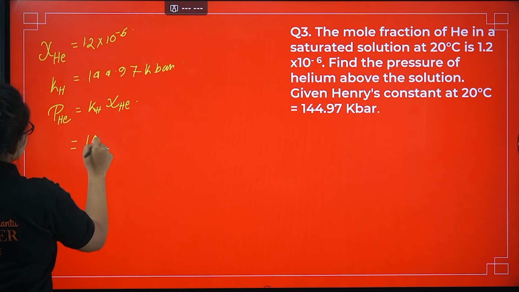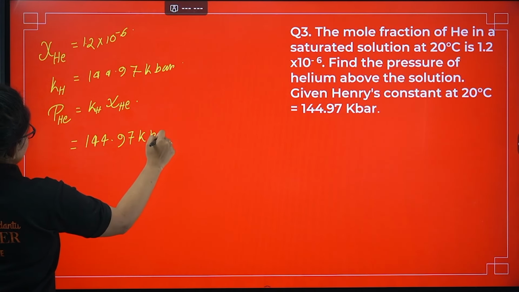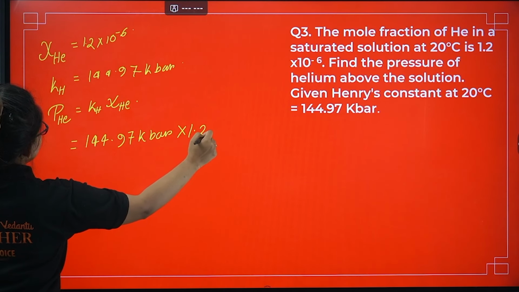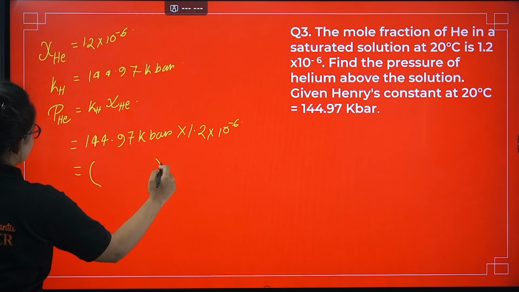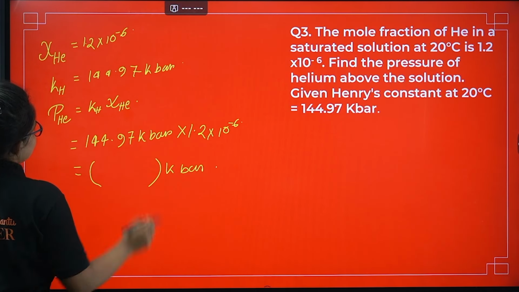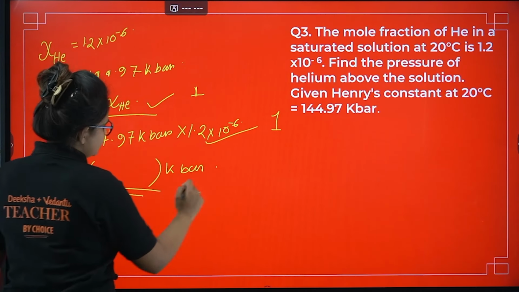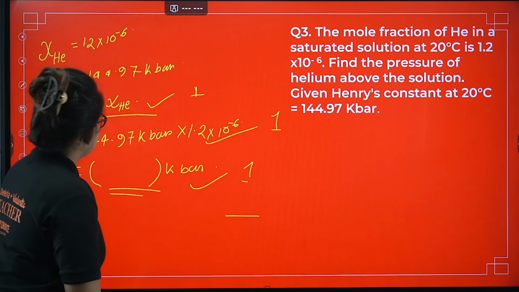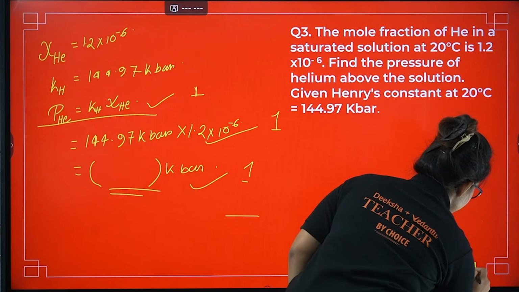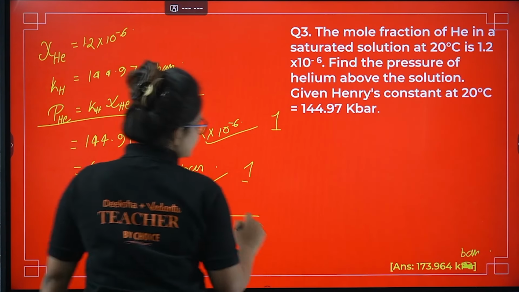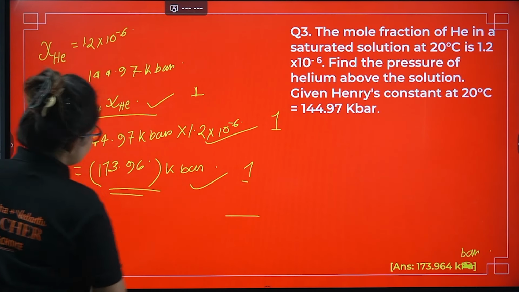So that's going to be 144.97 into 1.2 into 10 power minus 6. Whatever the answer, it should come in kilobar. Make sure that you write the proper formula for 1 mark, proper substitution for 1 mark, and the correct answer with unit for another 1 mark. This should not be in Pascal, it should come in bar. It should come to 173.96. I guess this is clear to you.